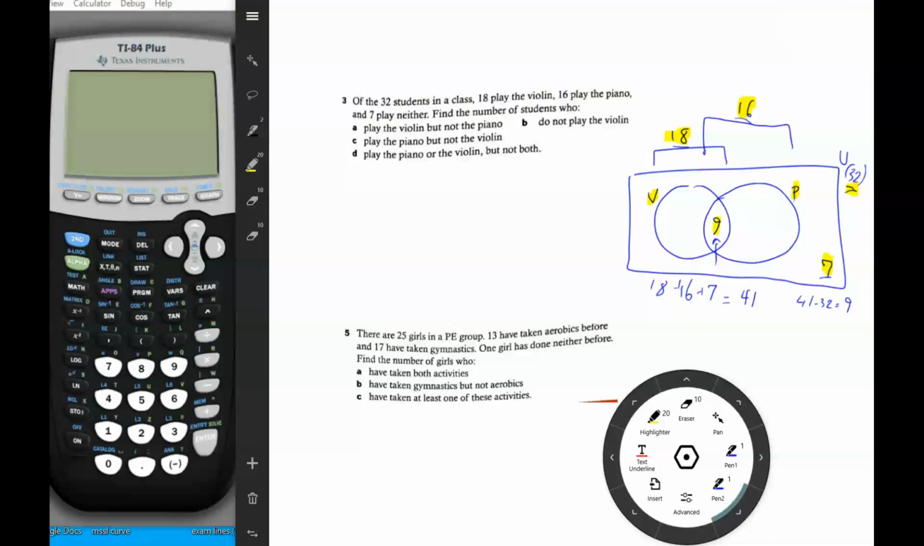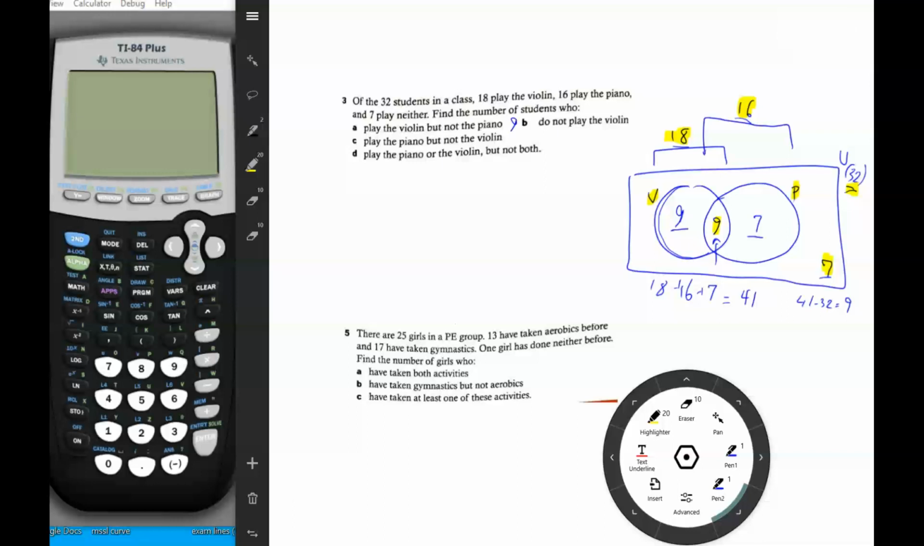If we know that the middle has 9, then it makes it much easier to figure out that this number is 18 minus 9. So this would be 9. And this number here would be 16 minus 9, which is 7. So now we can answer the questions, right? Okay, so find the number of students who play the violin but not the piano. So violin would be everybody in the circle, but 9 of them play piano. So the ones that don't play piano also is 9.